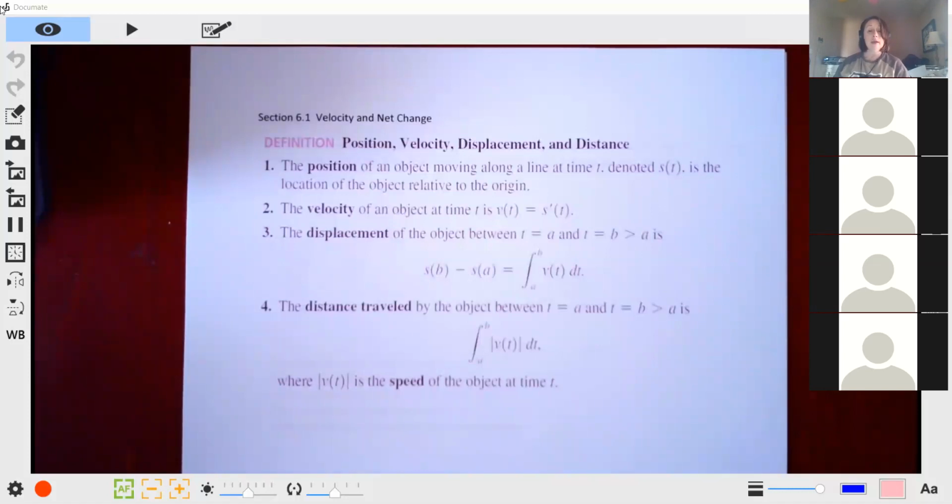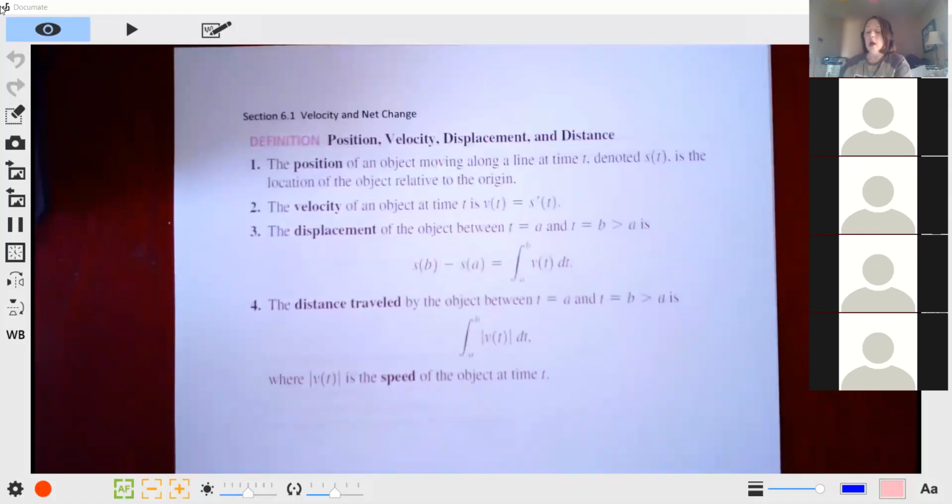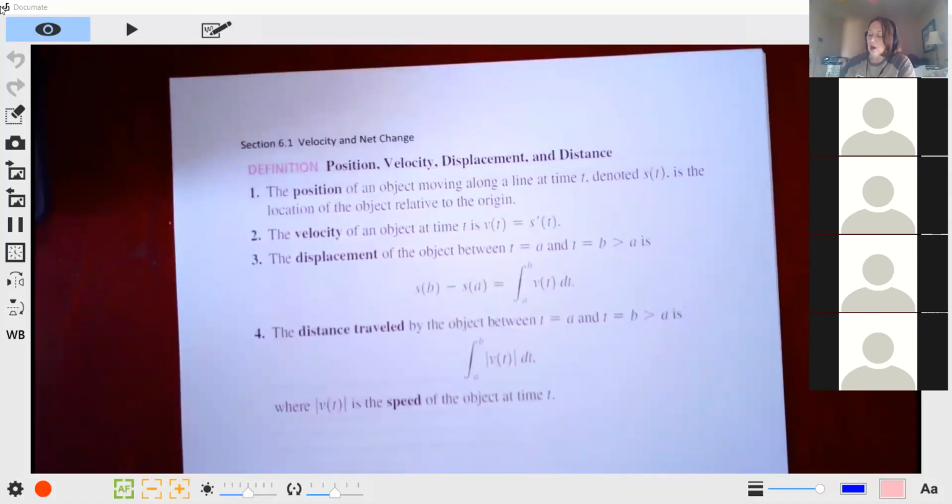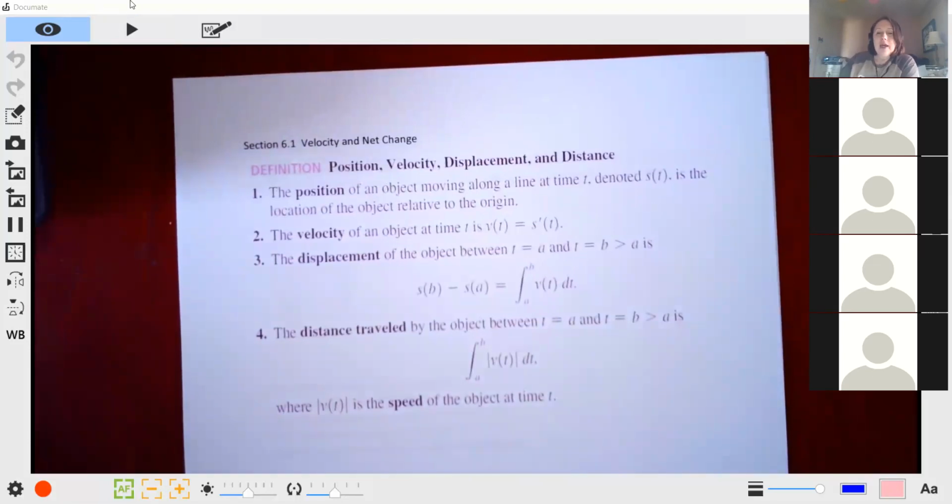And then starting next week, we will talk about volumes of revolution, which are really cool, work in the physics sense of the word, and a few other applications. This is one of my very favorite chapters of this book. These are so cool.